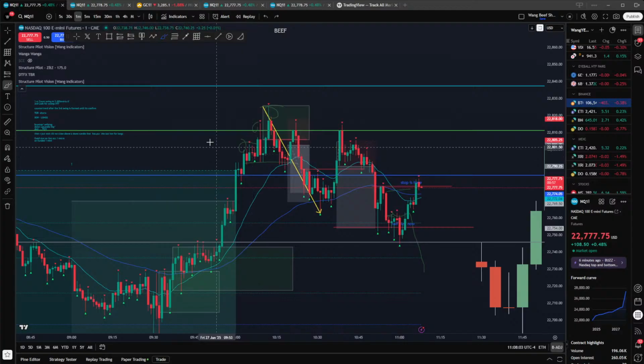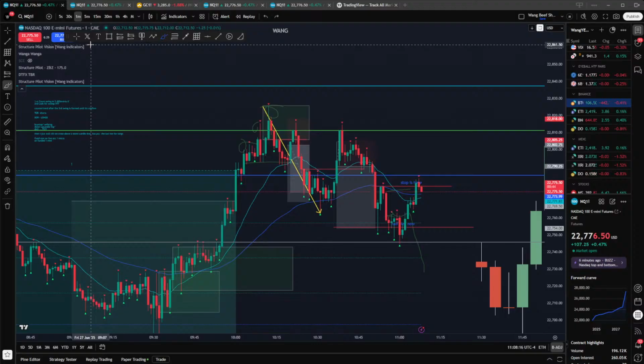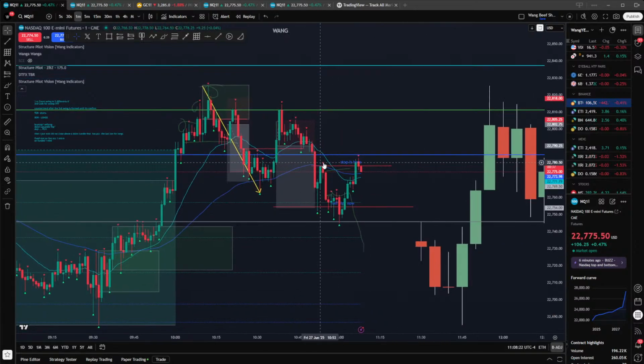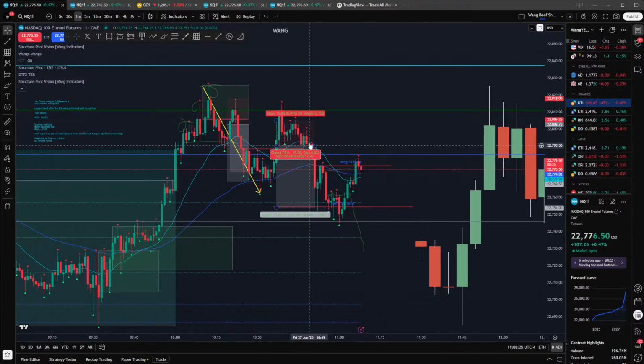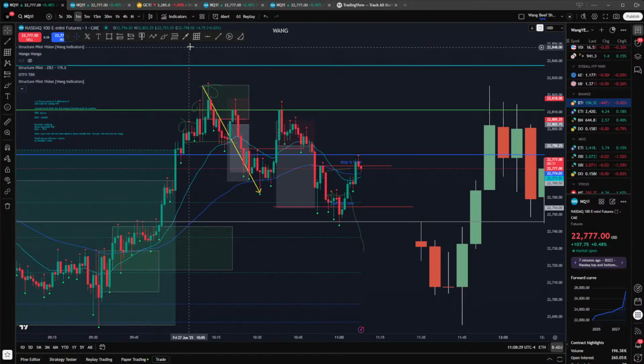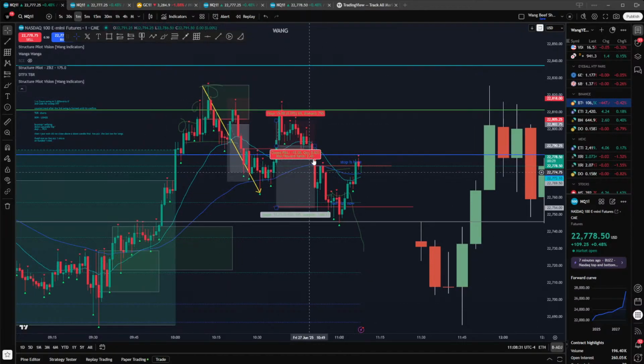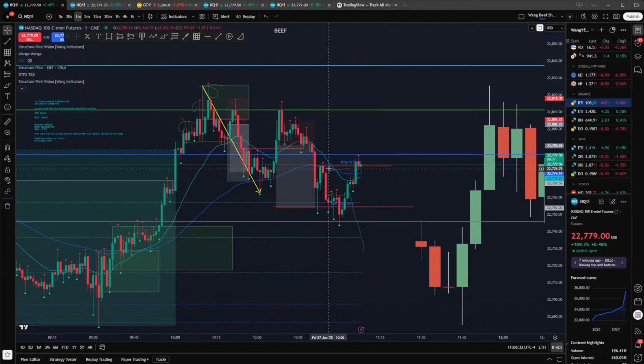Why is that not a part of structure? Why? I can tell you it's not, but why? Okay, I was reading something else. This is not a part of structure because it didn't close above the candle that put the last low and then below. It just tapped into the candle and then ran below.